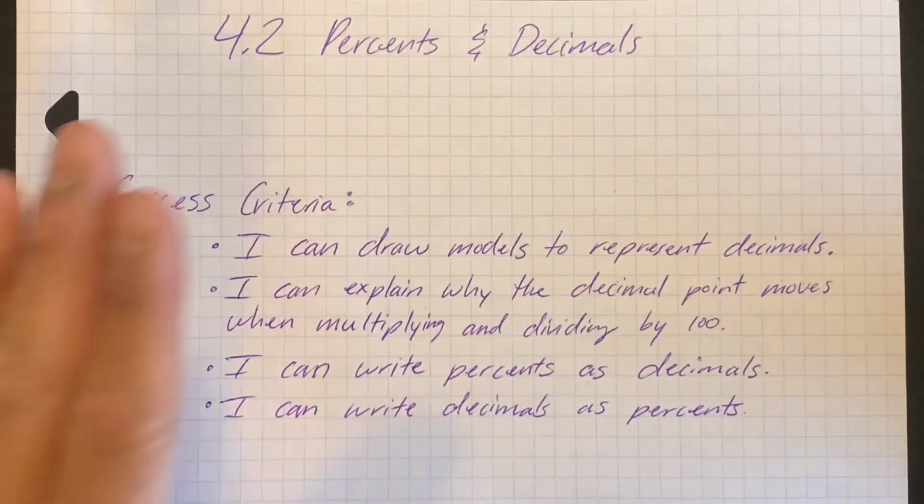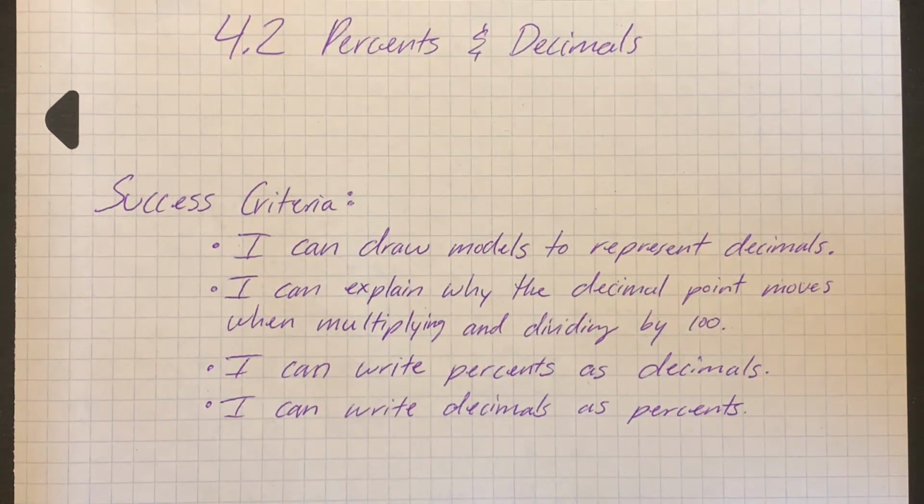So by now, for 4.2 decimals and percents, our success criteria, by now you should be able to draw models to represent decimals. You should also be able to explain why the decimal point moves when we multiply and divide by 100. And also, you should be able to write percents as decimals and decimals as percents.